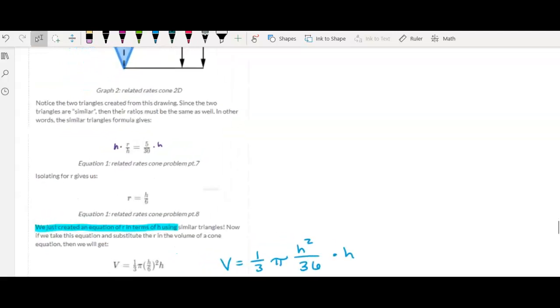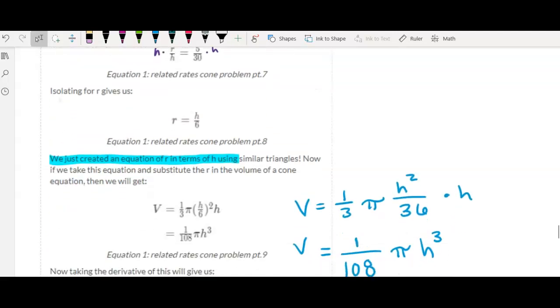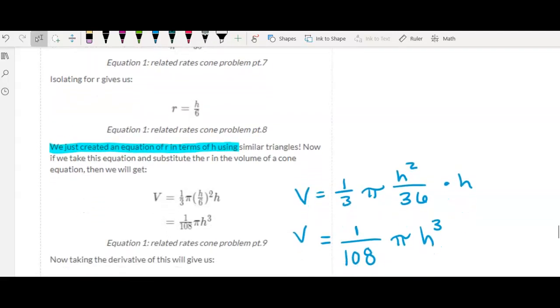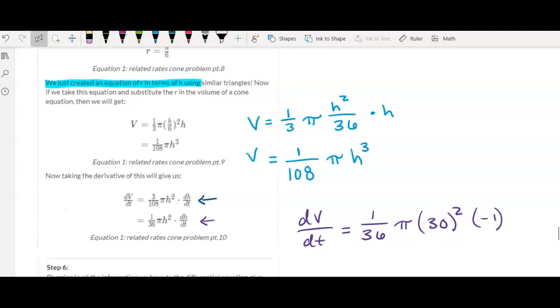So notice the two triangles created from this drawing. Since the two triangles are similar, their ratios must be the same as well. In other words, the similar triangles formula gives r over h equals 5 over 30. Multiply both sides by h. Simplify 5 over 30. So we've got r in terms of h. Now I can sub that in for r.